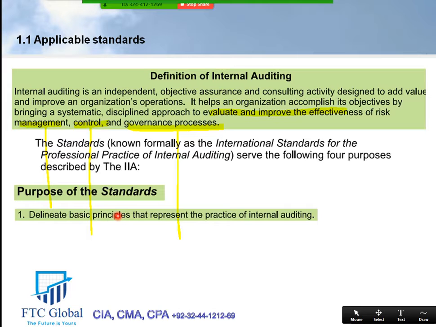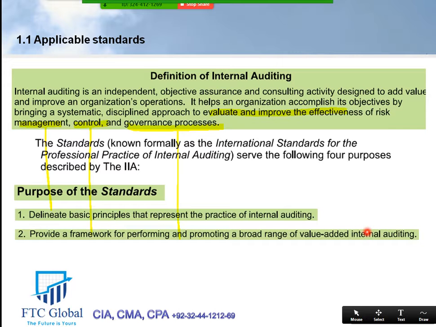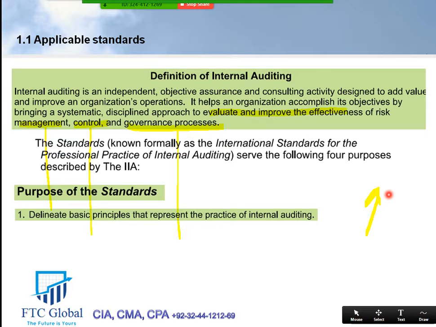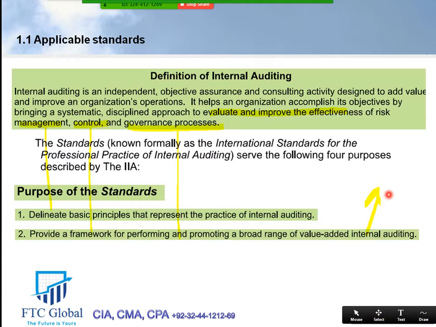Second, it provides us the overall framework for performing and promoting the broad range of value-added internal auditing. See, internal auditing is not just a simple financial audit. We have multiple types of audit we perform for an organization. We have operational auditing, compliance auditing, financial auditing, due diligence. So many types of work we do for the organization. So these standards that have been issued by the Institute of Internal Auditors as a guidance for us provide the basic principles for the practice of internal auditing. They provide a framework, the overall structure for performing and promoting the broad range of services we perform for the organization: financial audit, consulting, advisory, operational auditing, due diligence, compliance, etc. We'll read about all of them in the future.